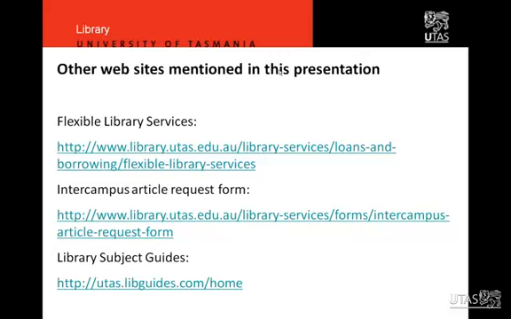Other than the library homepage and the subject guides, some of the other websites mentioned in this presentation were the Flexible Library Services page, and the URL for that is there. The Intercampus article request form, you can use that if you want to request a journal article in print from another library, and also the library subject guides, and they're a really useful place to go when you're getting started with an assignment. We've got a guide for almost every subject that's taught at the university.